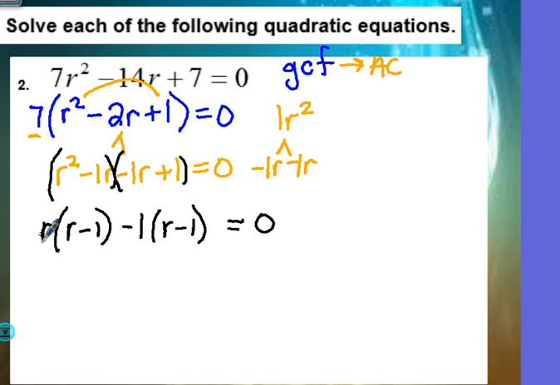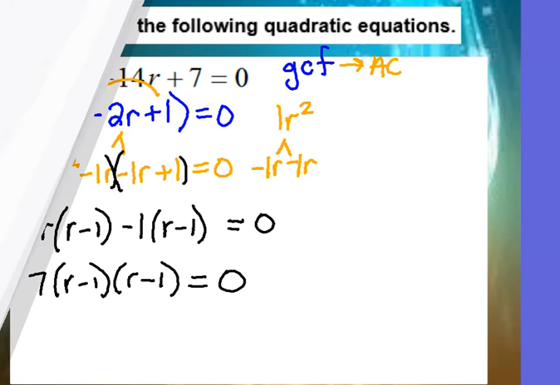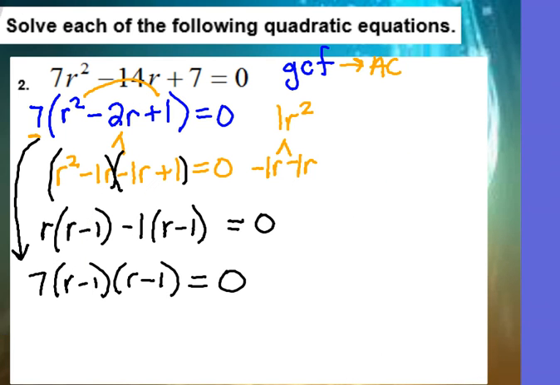I'm going to take my terms outside the parentheses, so r minus 1, and then inside the parentheses r minus 1. Don't forget to bring down this 7 from earlier. So here we have just factored completely. Look back at your steps on the front. Step 3 says to make a t-chart and set each variable factor equal to 0. Which means in this case, I really have 3 factors: 7, r minus 1, and r minus 1.